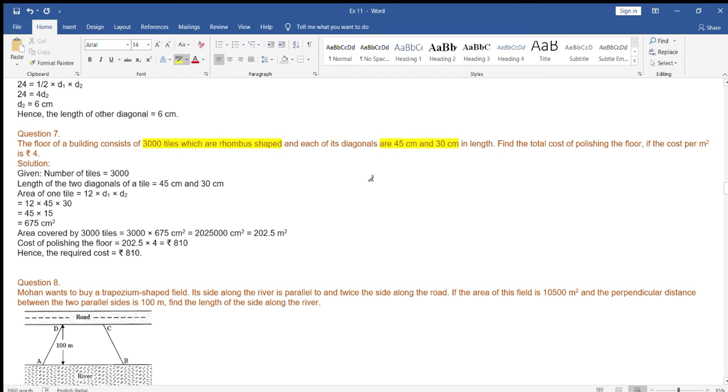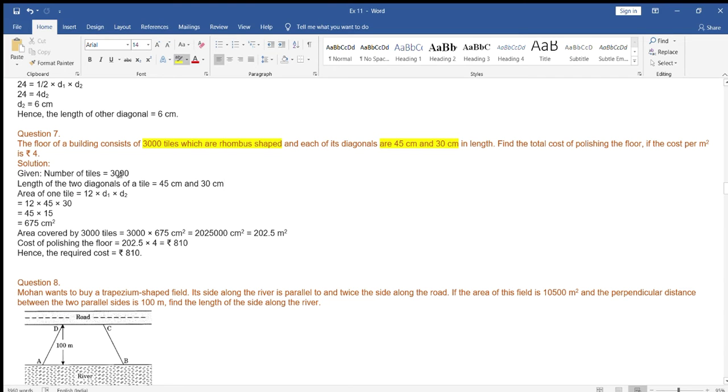What do we have to find out? We have to find out the total cost of polishing the floor. If the cost per meter square is rupees 4, then in this case what do we have to find out? We have to find out the area of the floor. Once the area of the floor is known to us, we multiply that area with the number of tiles and the cost, and we find the required cost. Just have a look how we have solved.